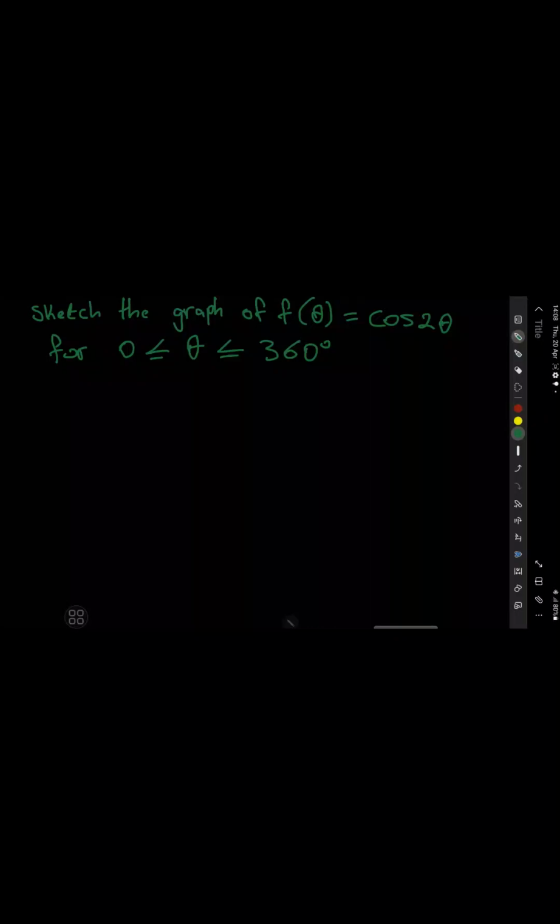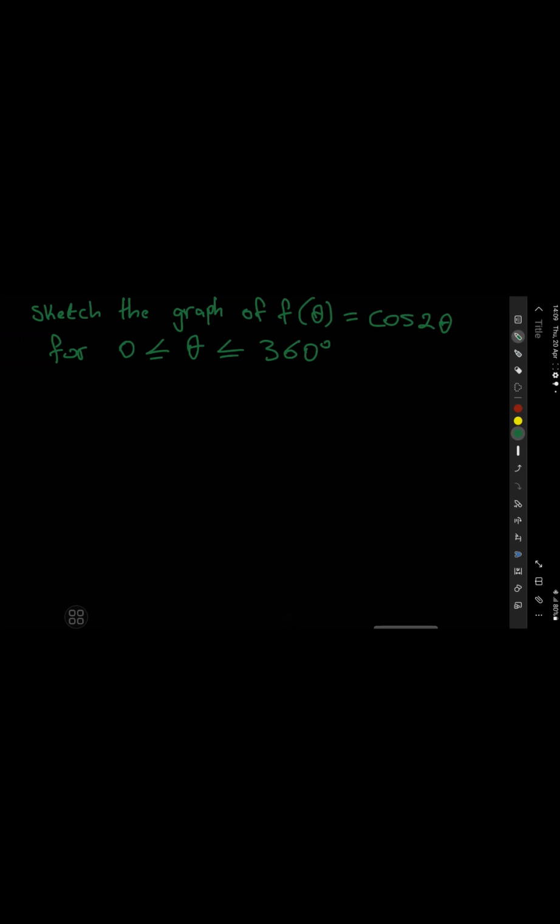Hello class, so we have a question which is: sketch the graph of f of theta equal to cos 2 theta for 0 less than or equal to theta less than or equal to 360. So for us to sketch this graph we need to identify a few things.